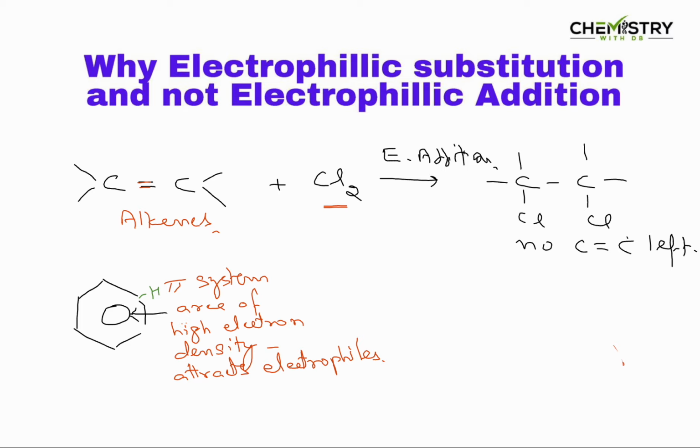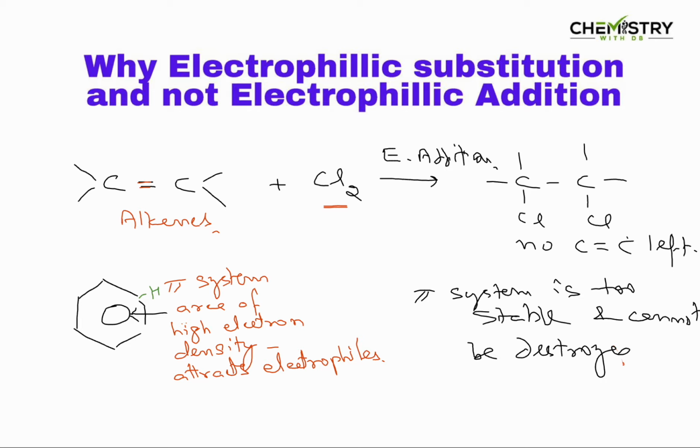However, in the case of the benzene ring, the pi system, which is an area of high electron density, does attract electrophiles because it is electron rich. However, the system is too strong, or too stable, and cannot be destroyed. So what happens is that the ring stays intact and one of the hydrogens attached to the carbon is substituted by the electrophile. So this is why it is an electrophilic substitution reaction.